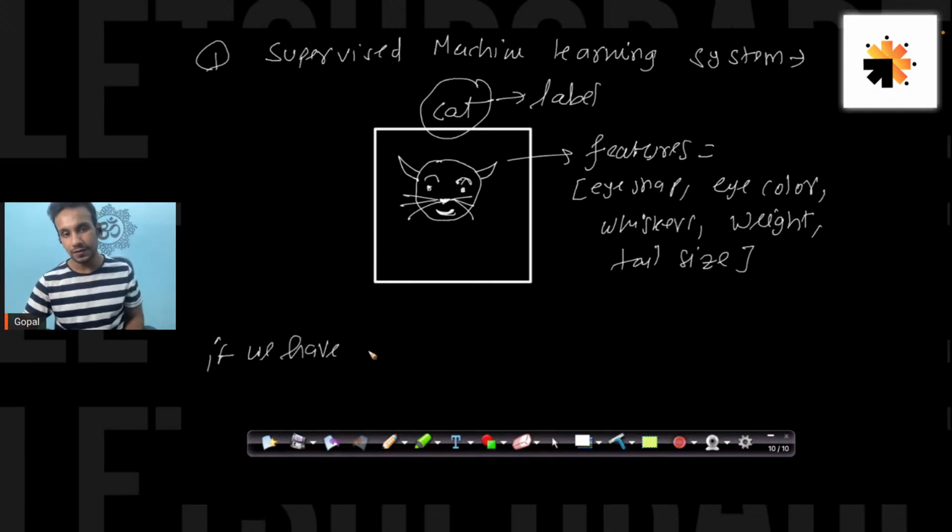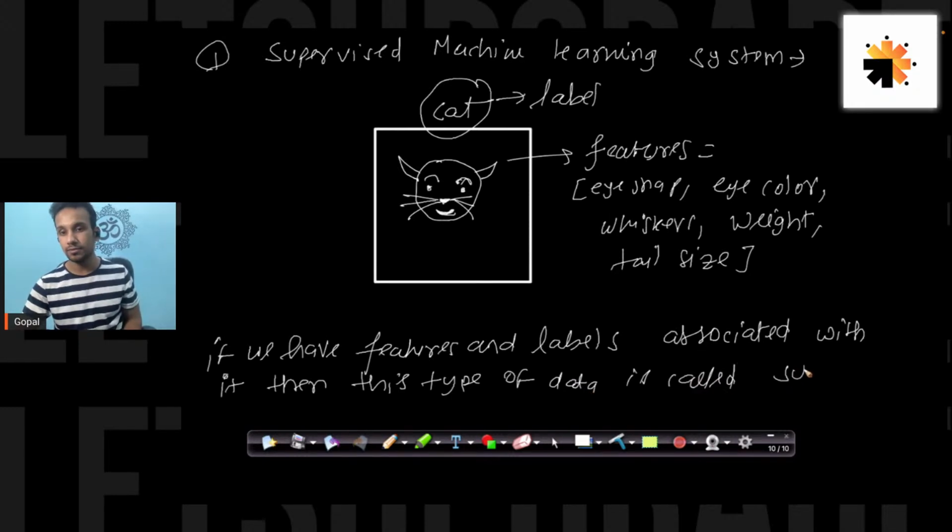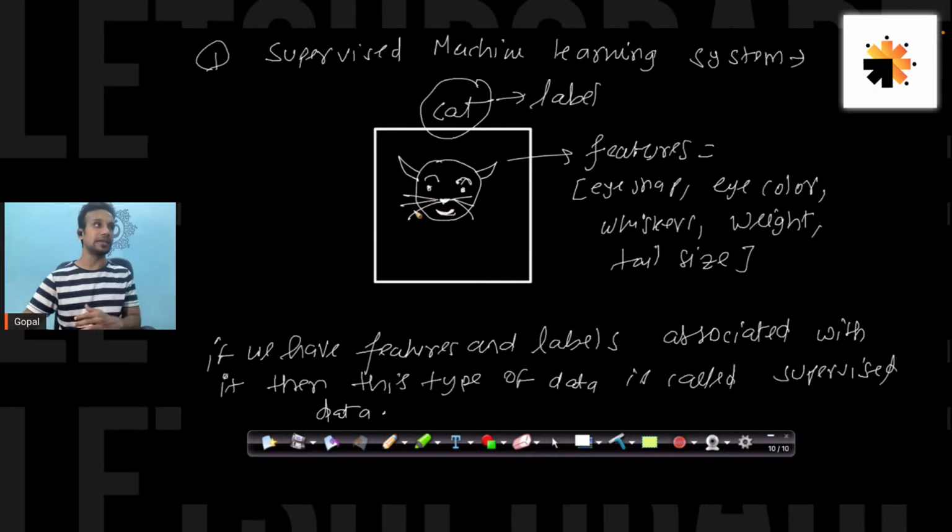So if we have features and a label pair, with a label associated with it, then this type of data is called supervised data. Just remember this: supervised data. Why? Because of the label. Because we know what exactly the data is saying.